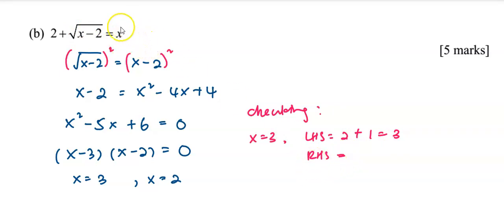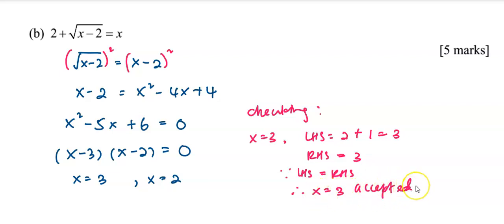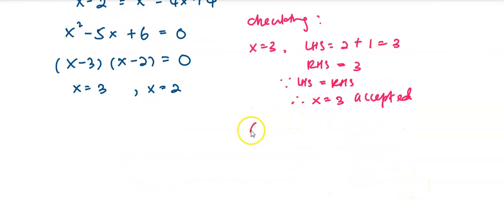And the right hand side is x, right? So this is equal to 3. So since the left is equal to the right, we say that x equals 3 is accepted. And now we proceed to the next answer, that is x equals 2.